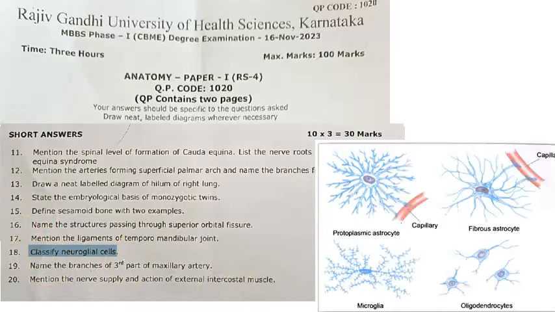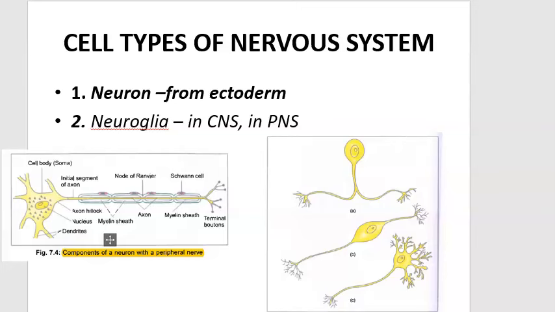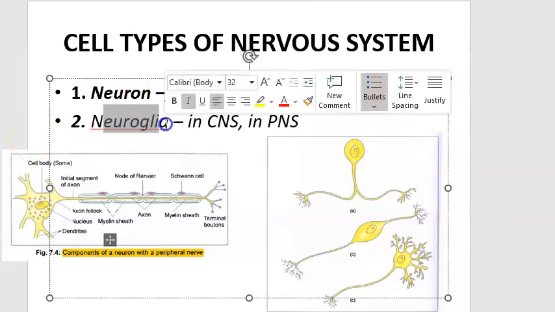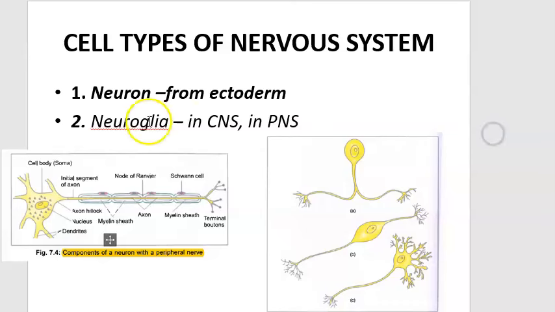Classify neuroglial cells is another question that has been asked in recent years from general anatomy. In the nervous system, you have neurons, which are from the ectoderm, and then you have neuroglial cells, which are the supporting structure for these nerves. These can be from ectoderm or from the mesoderm also. These are present everywhere in the central nervous system and the peripheral nervous system. So they're asking you to classify these neuroglial cells.